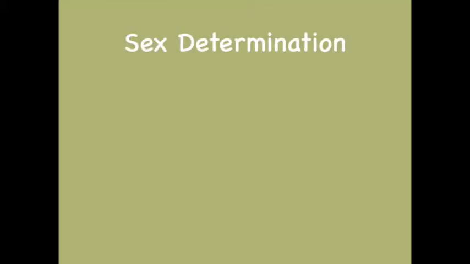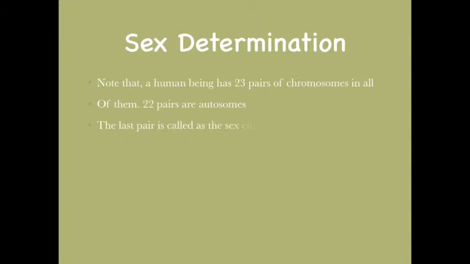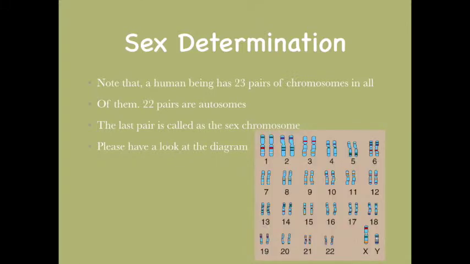So, you must be knowing that the human being has 23 pairs of chromosomes in all. Okay? Of them, 22 pairs are autosomes and the last pair is called the sex chromosome. So, please have a look at the diagram showing you the 23 pairs of chromosomes. Observe the last pair.